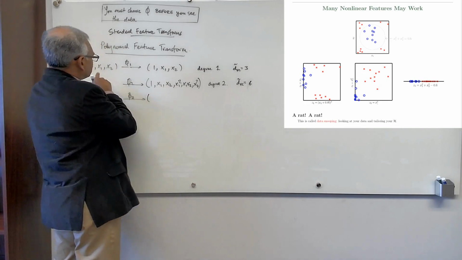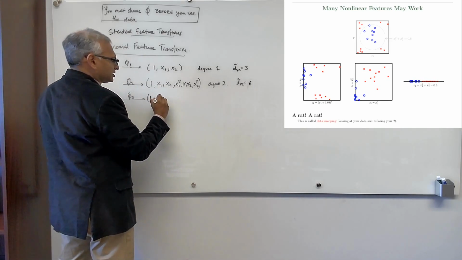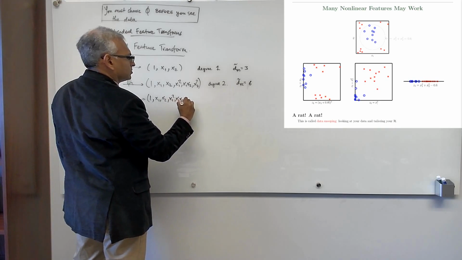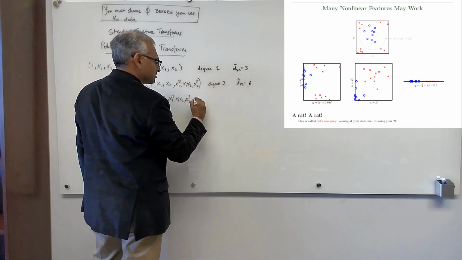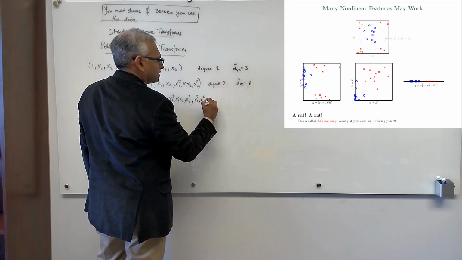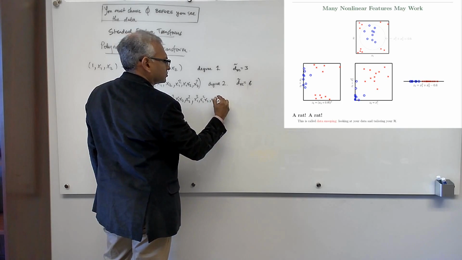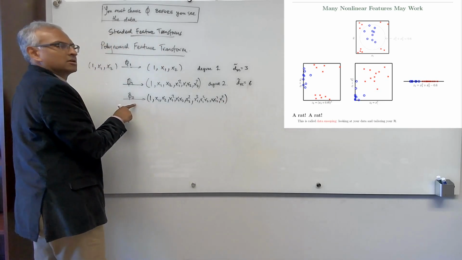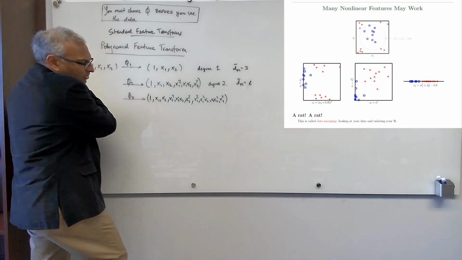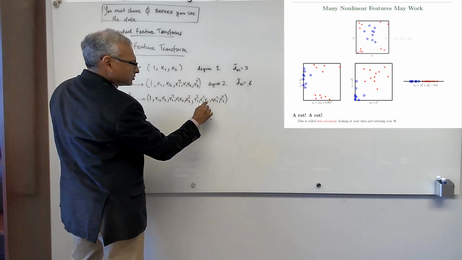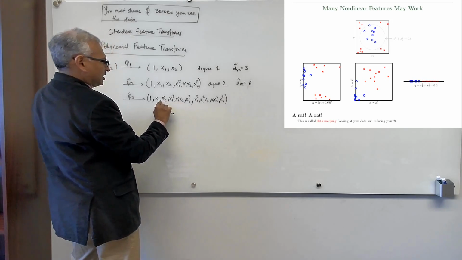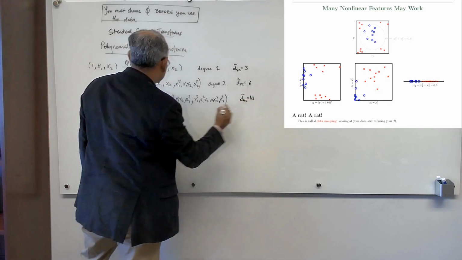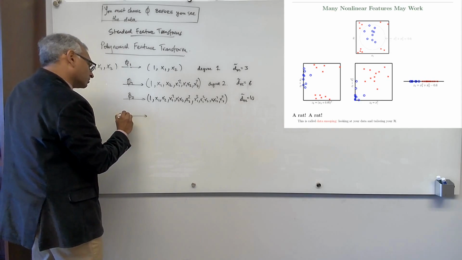Now let's look at phi 3. That takes my original input and constructs 1, the linear terms x1, x2, the quadratic terms x1 squared, x1 x2, x2 squared, and the cubic terms x1 cubed, x1 squared x2, x1 x2 squared, x2 cubed. So this is the degree 3 polynomial transform for the 2-dimensional original input. What we have now is a 9-dimensional space, and the dVC tilde is 10.